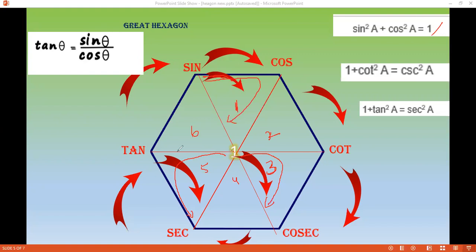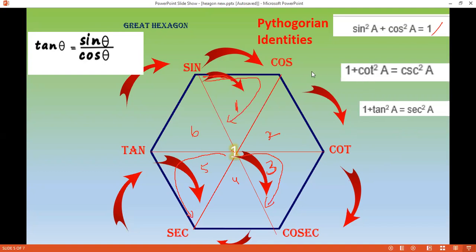Okay. 1 plus tan square A is equal to sec square A. And if you go in the anti-clockwise direction, then you are getting the different ratios. Let us observe them. Now, come on, look at this. So these are called Pythagorean identities.